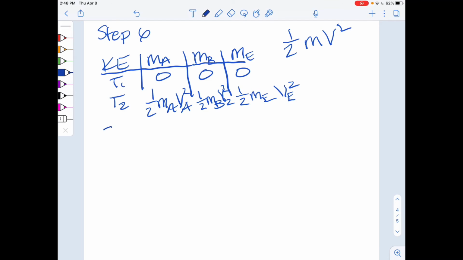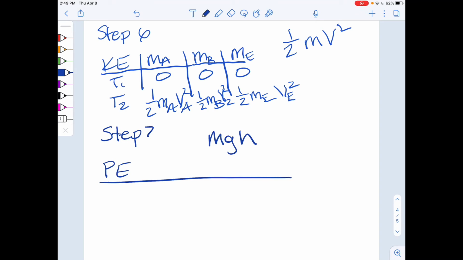All right, for step 7, we're going to make a chart for the potential energy. It's important to note that the only potential energy in this system is gravitational, so you're going to use the equation mgh. So make sure you write it all out for each mass A, mass B, and mass E.